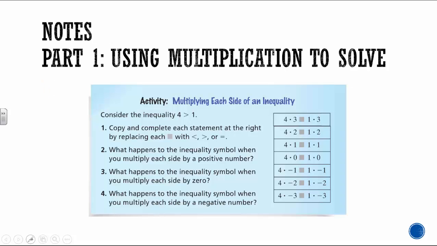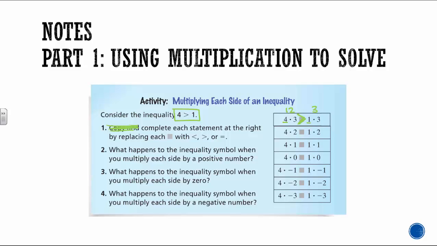We're going to take a look at this inequality that says 4 is greater than 1. That's definitely true. 4 is bigger than 1. But I want you to pause the video in a second and fill this out. If I multiply both sides of this by 3, here's the 4 and the 1, we multiply both sides by 3, we end up with 12 and 3. Then fill in the inequality sign in that little box. 12 is bigger than 3, so your inequality still goes that way.